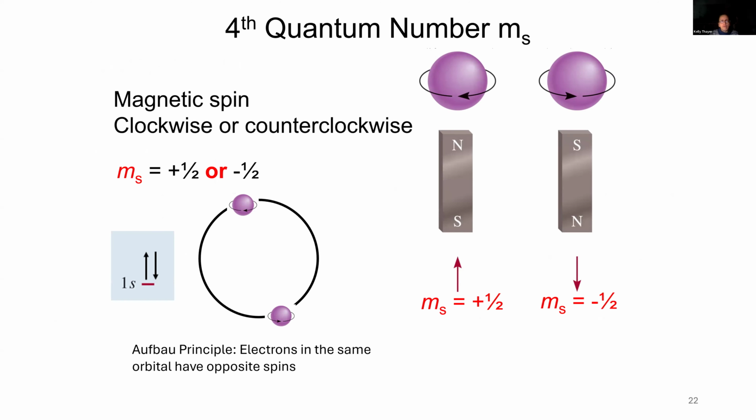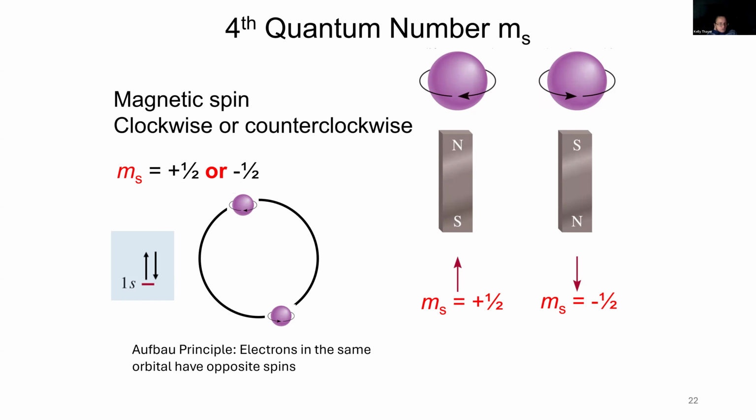The fourth quantum number is m sub s for spin. The magnetic spin will be either clockwise or counterclockwise. So m sub s gets values of positive 1/2 or negative 1/2. This here is why we represent the electrons with an up arrow and a down arrow, indicating their spins are not the same. So the Aufbau principle says that electrons in the same orbital have opposite spins.